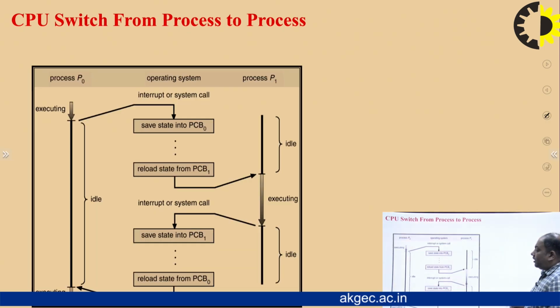So here is the diagram which shows how the CPU switches from process to process. There are two processes, process 0 and process 1, and first process P0 is going into execution.